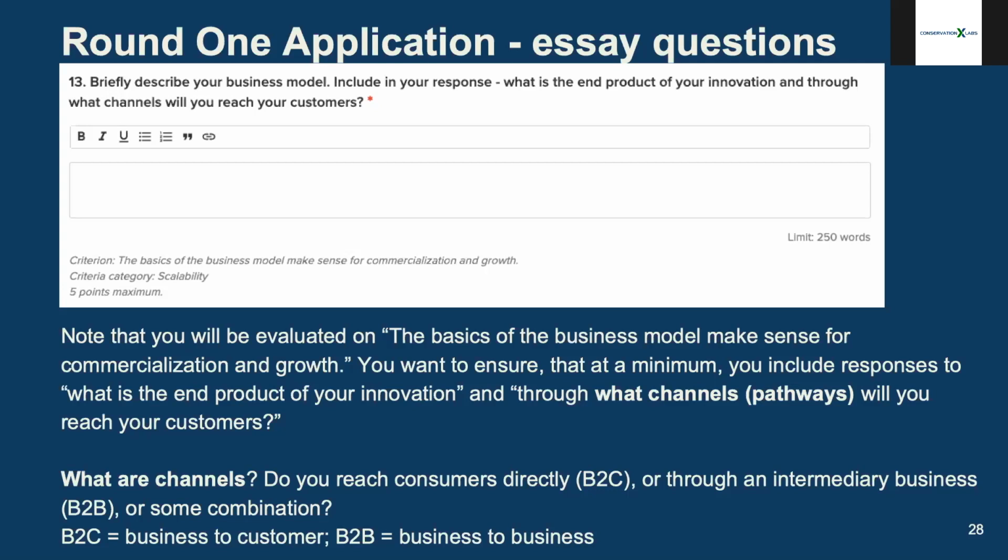For those channels, for example, do you reach your customers directly, B to C, or through an intermediary business, B to B, or some combination? Give the reviewers a good sense of these basics in order to understand what your business model is, or what you plan on your business model being if you're not to the point of selling to customers yet.